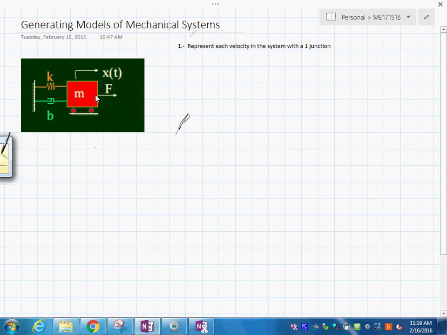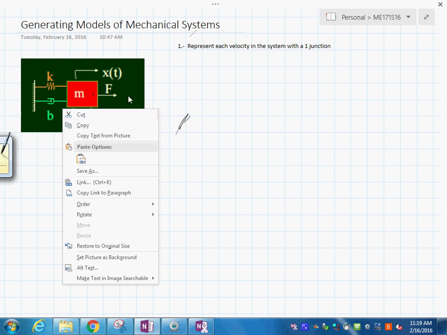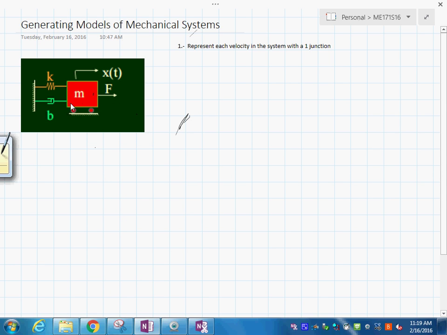On this side you have this force, and on this other side you have the spring and the damper. So in here you have the case where your velocity junctions are the ones for the mass, and you have also a velocity junction for the wall.